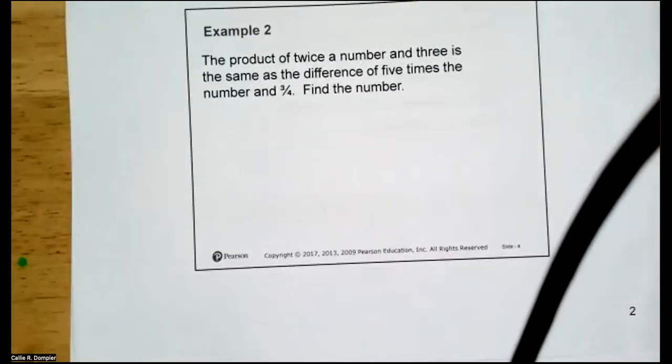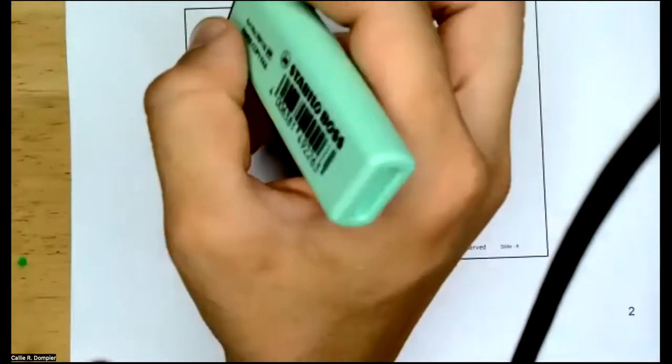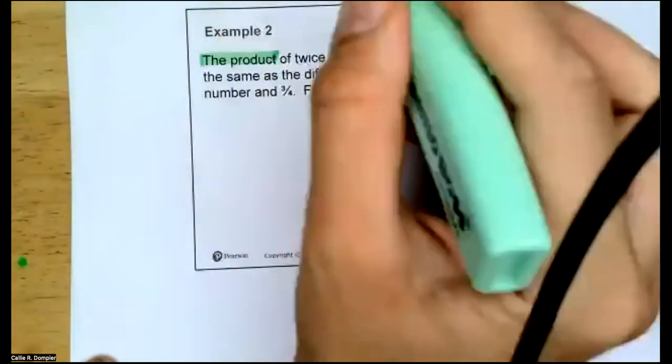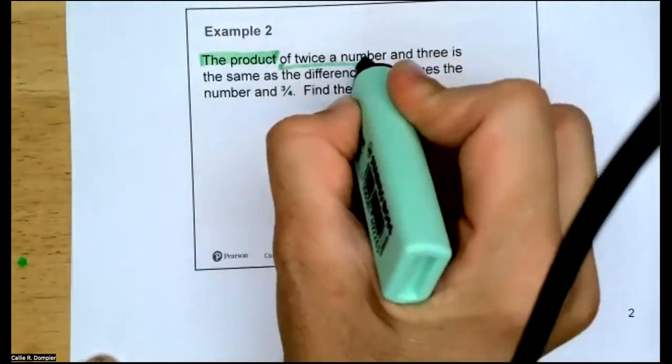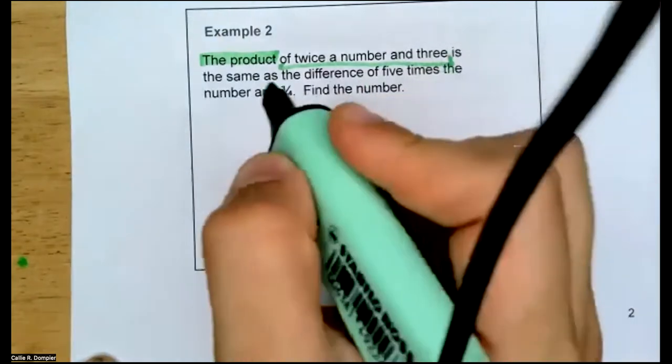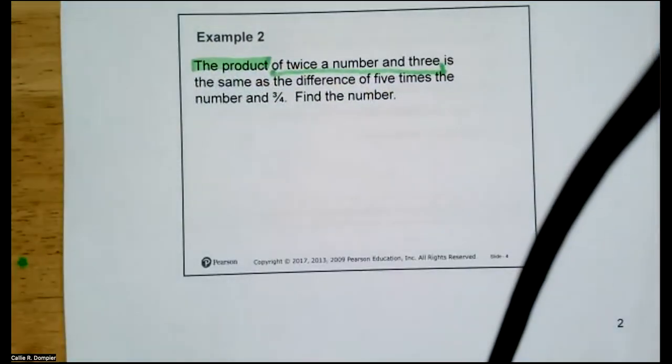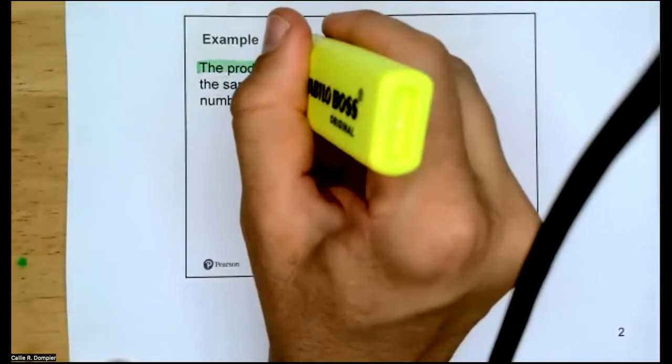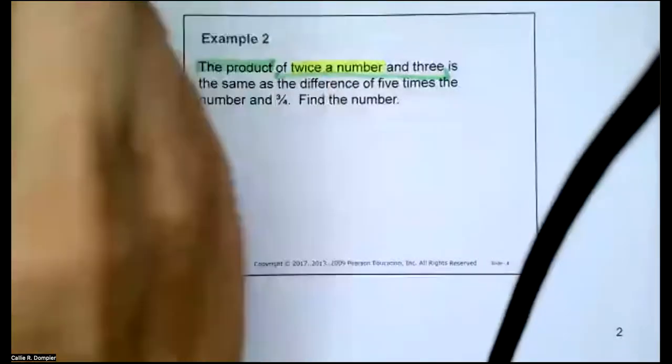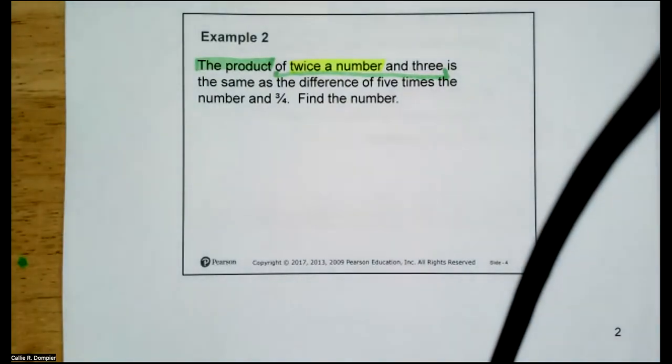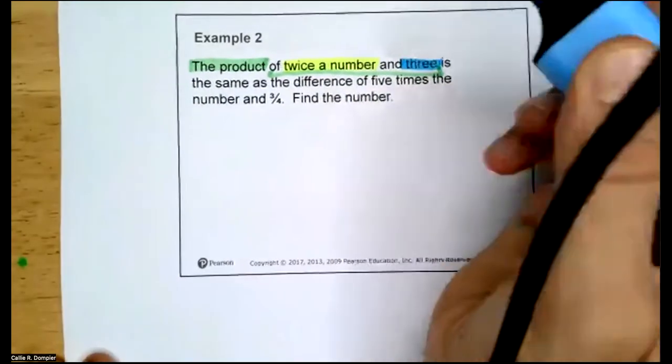Example 2 is the product of, and then you have to go all the way until after the "and", okay? The product of, and then we're going to put all of this together. Twice a number and 3. So this is all product.